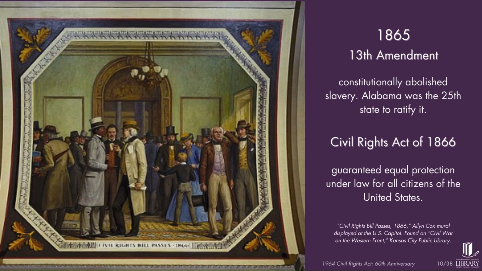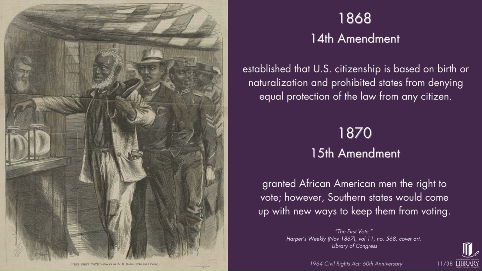The 13th Amendment to the U.S. Constitution abolished slavery. Alabama was the 25th state to ratify it. The Civil Rights Act of 1866 guaranteed equal protection under law for all citizens of the United States. The 14th Amendment prohibited states from denying equal protection of the law from any citizen. The 15th granted African American men the right to vote. However, Southern states would come up with new ways to keep them from voting.